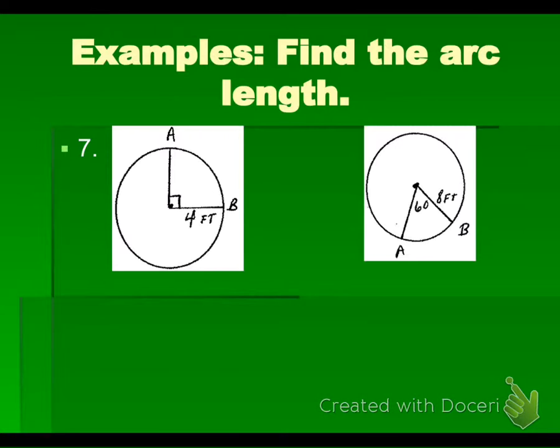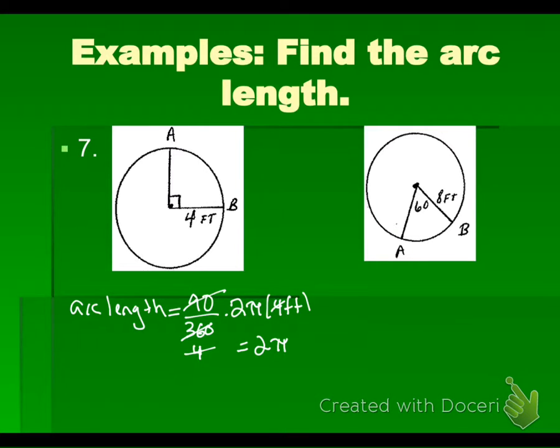So our first step for arc length is going to be your angle. What is your angle here? 4 feet. So that's your radius. Oh, 90. It's 90 degrees over 360 times our circumference, 2 pi. My r is 4 feet. We know that 90 goes into 360 4 times. 4 goes into 4. So I now am left with 2 pi. What is the value of 2 pi? 2 times pi.